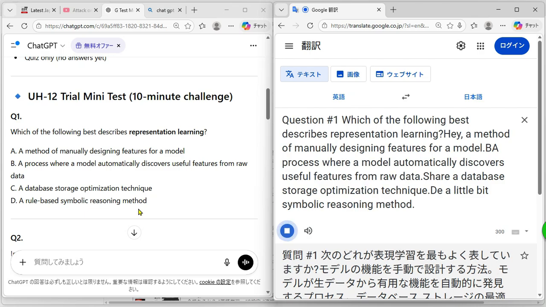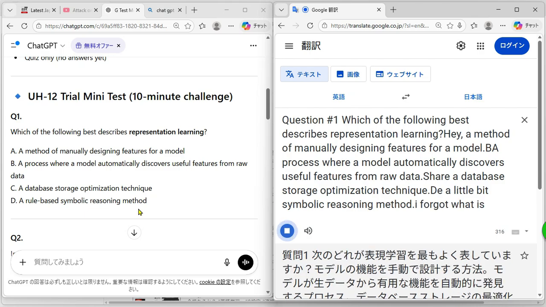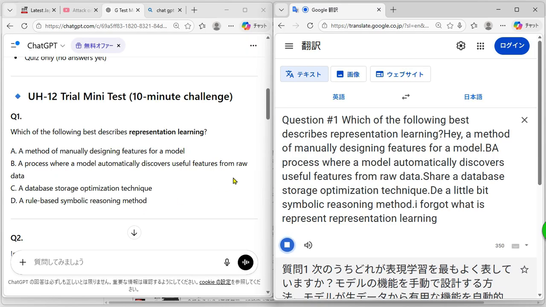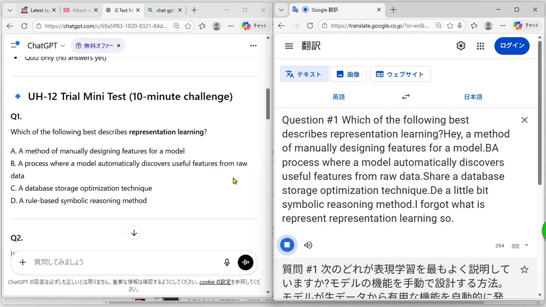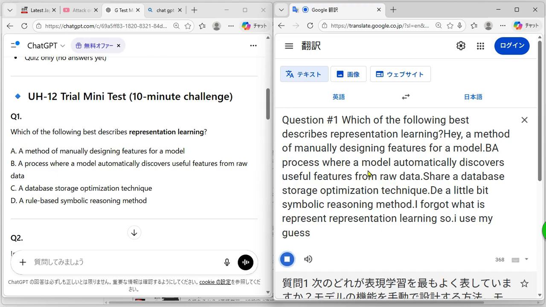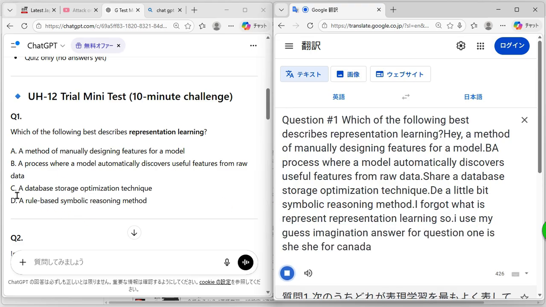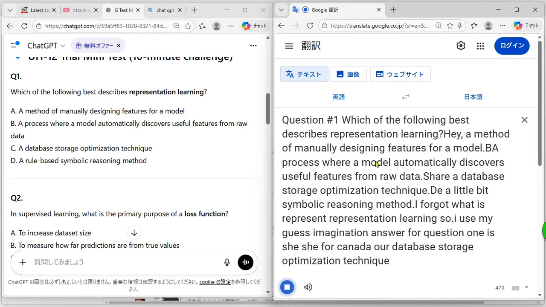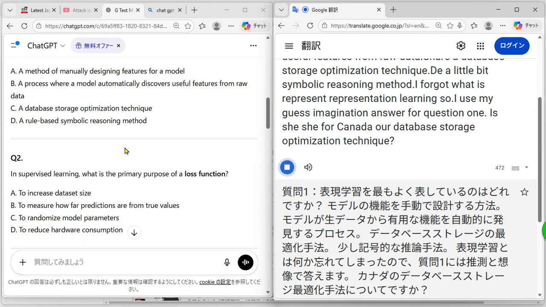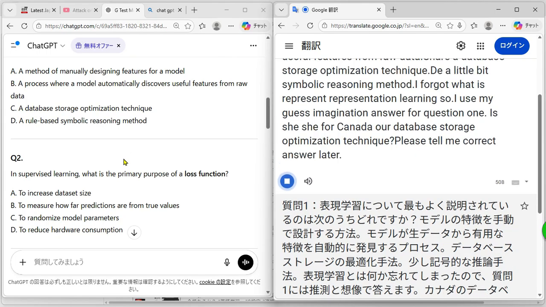I forgot what representation learning is, so I use my guess imagination. Answer for question 1 is C for Canada, a database storage optimization technique. Please tell me the correct answer later. Let's move to question 2.